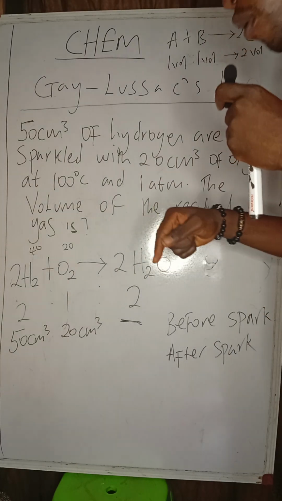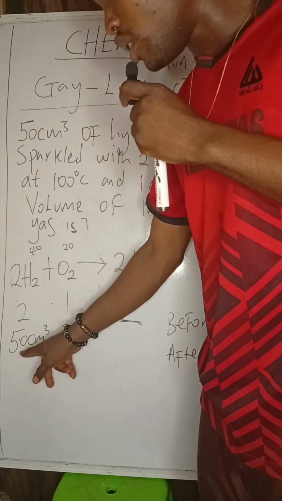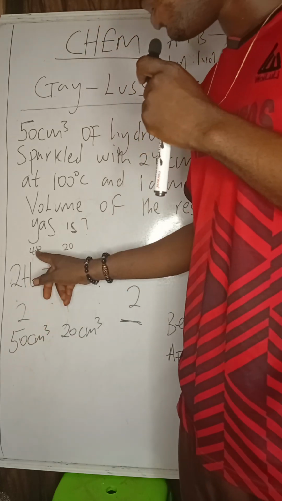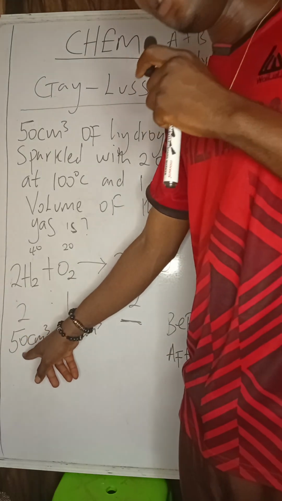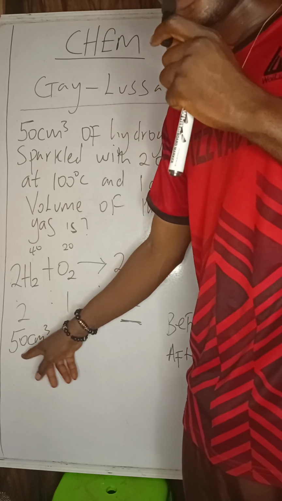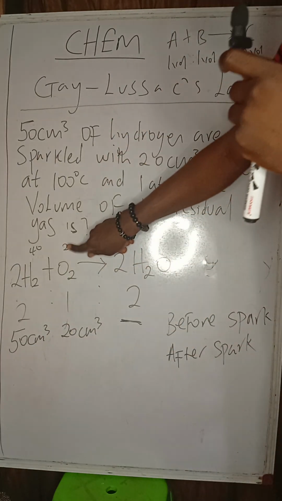And if you check very well, do we have up to 40 cm³ of hydrogen used for this spark? Yes, even more. It means that hydrogen is in excess. Now you confirm what I just said.